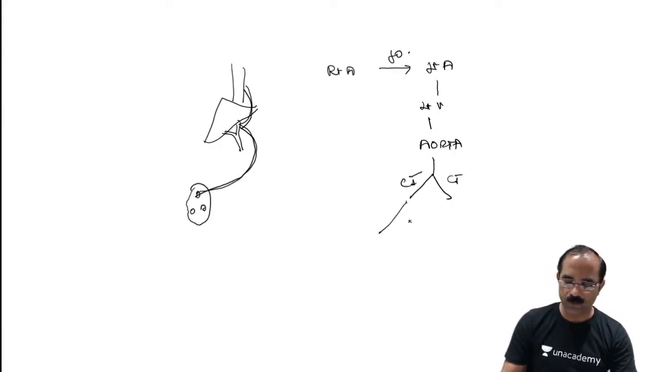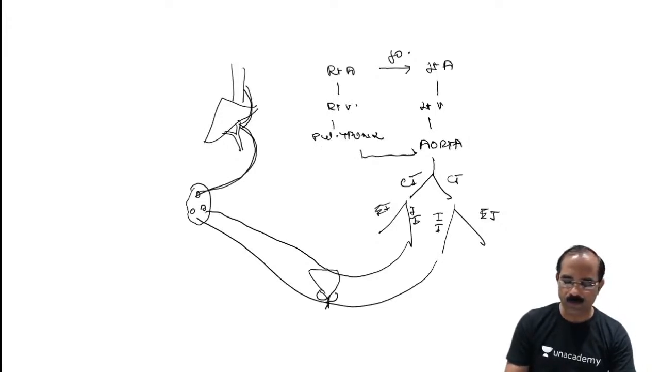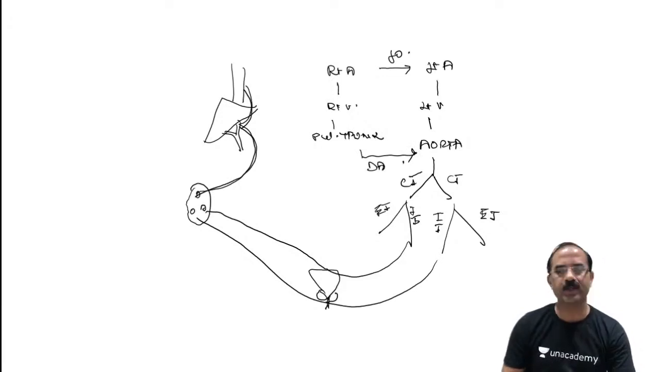Common iliac further divides into an external iliac and internal iliac. And from the internal iliac, what are these? Umbilical arteries. When they go towards the umbilicus, they go on either side of the bladder. From the right atrium, suppose the blood goes to the right ventricle. From the right ventricle, it goes to the pulmonary trunk, and from the pulmonary trunk, it goes back to the aorta through the ductus arteriosus.